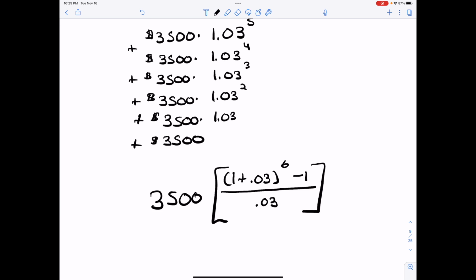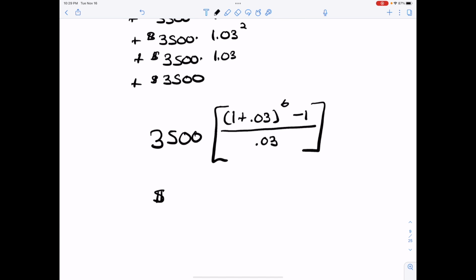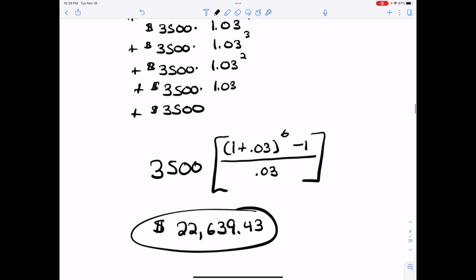So let me pull out my handy dandy calculator here. 1.03 raised to the 6th power minus 1, divided by 0.03 and then times 3,500. And I get a whopping total of, I'll go and round to the nearest cent, $22,639.43. So it got me the same result. So there you go.